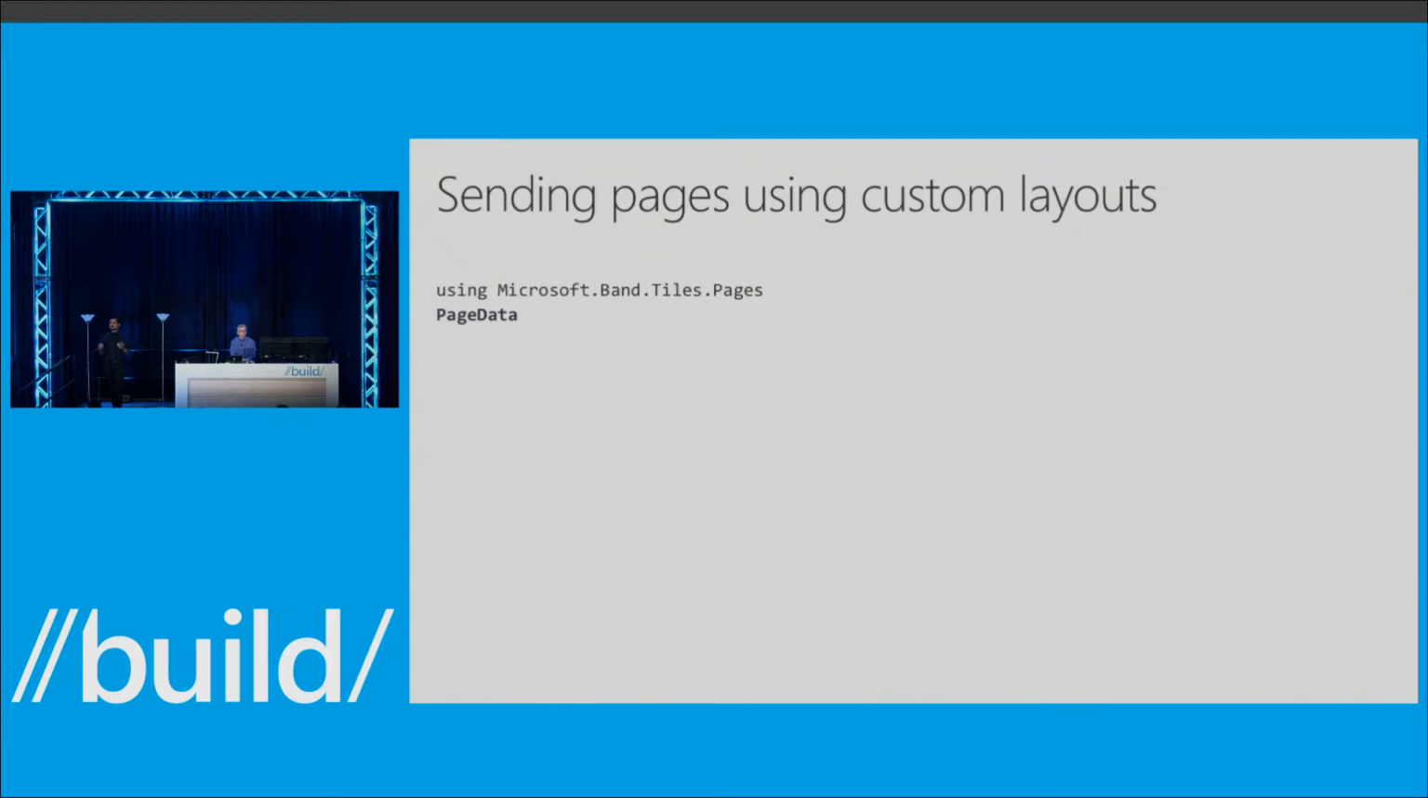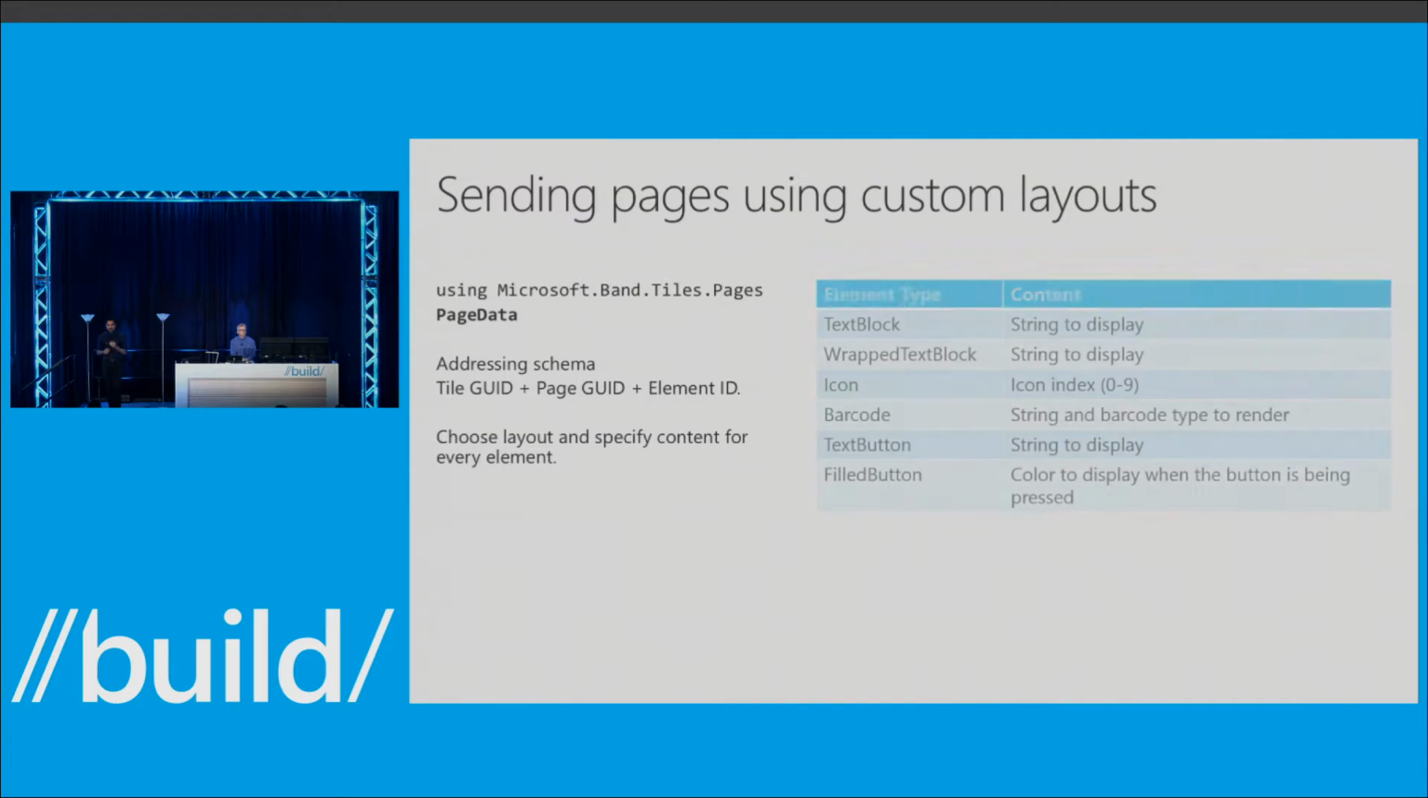Once you have a layout, you can use that layout to create a page and send that page over to the Microsoft Band. The Microsoft Band has an addressing schema where every tile has its GUID, every page inside of the tile has its own GUID, and within the page, every single element has its own element ID. So when you have a tile GUID, you can create a page using a given layout. And once you have a layout, you can specify each one of the elements and the value of the content that you want to show for those elements, and that's how you create a page.